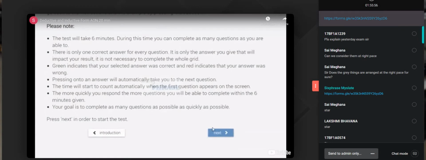Can we skip the question and come back? No skipping, guys. No business of skipping the question and coming back. I told you, right? Once you click on the option, only then it'll take you to the next question. So there is no option of skipping and coming back.